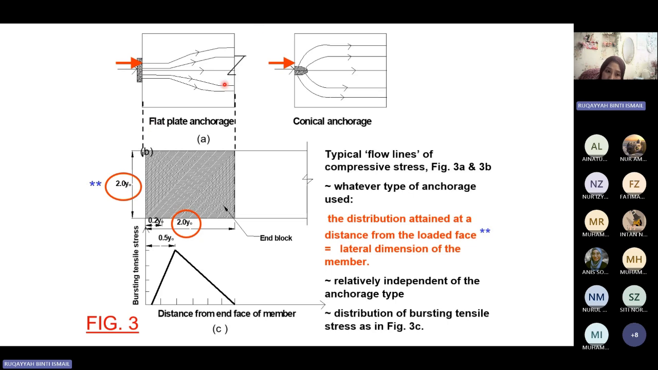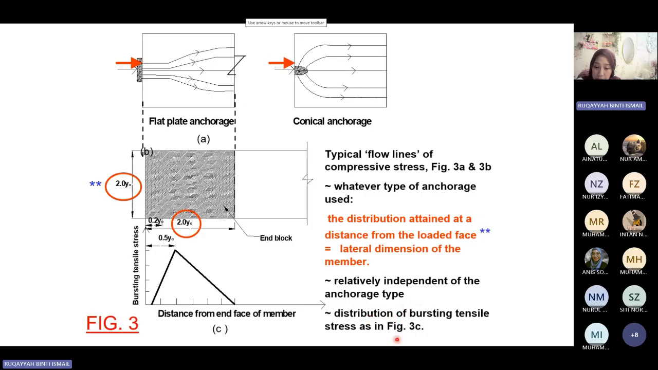If you have a flat plate anchorage, normally for post-tension, the stress distribution will look something like this. If you have a conical anchorage, where the anchorage penetrates inside, the stress distribution is like this. Typical flow lines of compressive strength are shown in figures A and B. Whatever type of anchorage is used, the distribution attained at a distance from the loaded face, equal to the lateral dimension of the member, is relatively independent of the anchorage type.